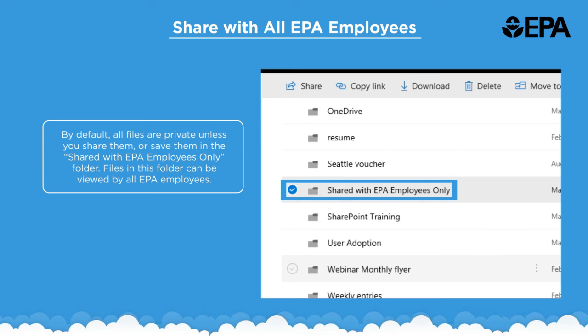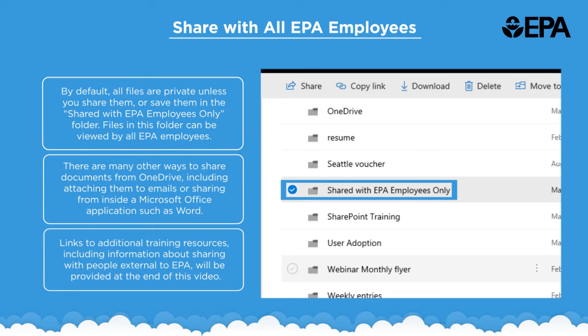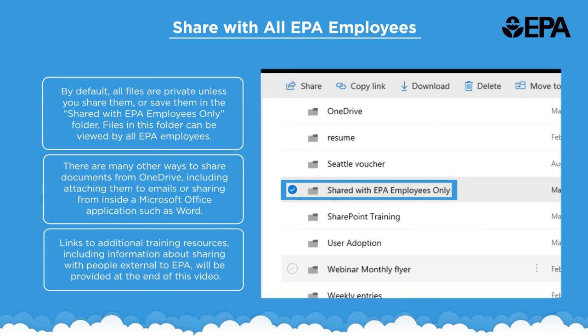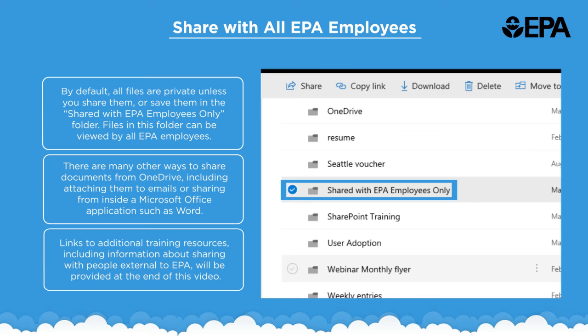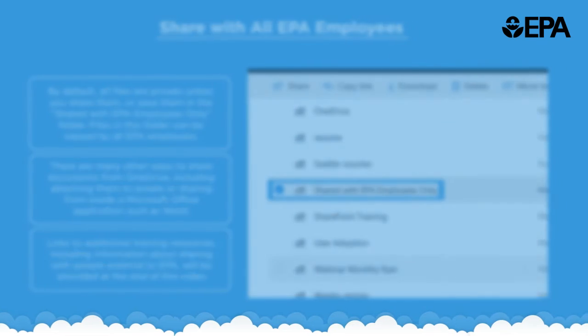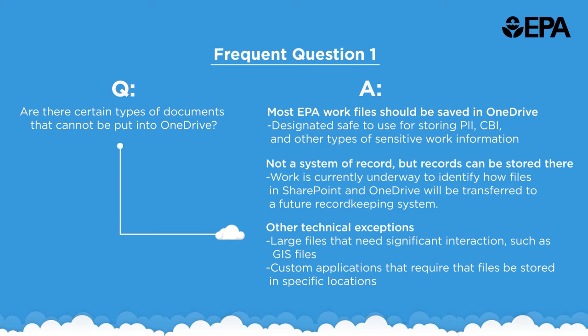There are many other ways to share documents from OneDrive, including attaching them to emails or sharing from inside a Microsoft Office application, such as Word. Links to additional training resources, including information about sharing with people external to EPA, will be provided at the end of this class. We will now go over some frequently asked questions.